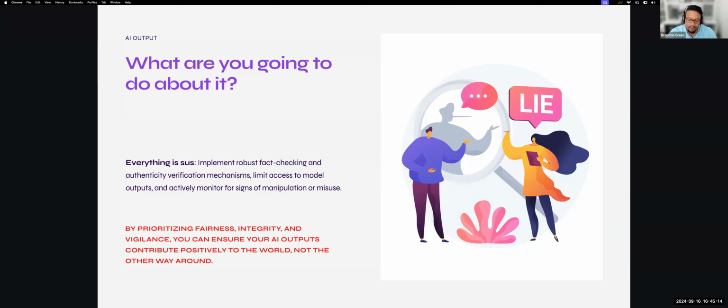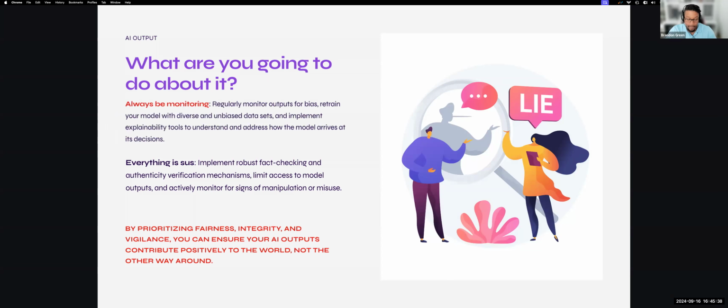You need to be able to say for certain, okay, it thinks it's a squirrel because we have 50 pictures of squirrels in our training data set, right? But if there are no squirrels and it's suddenly talking about squirrels, where is it getting this information from? We might have a problem. We need to go through the process again and validate our sources. Always be monitoring.